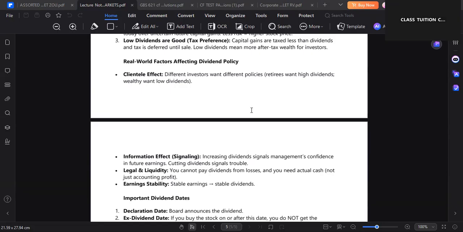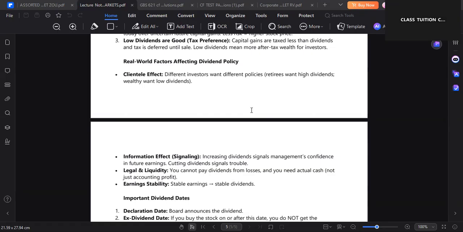The second factor is the information effect, or signaling. When a company increases its dividends, the market sees this as a signal that management expects higher future earnings. Consequently, a dividend cut is seen as bad news, and therefore companies are very reluctant to cut dividends. Then legal restrictions: in some countries, you cannot pay a dividend out of capital, you can only pay from retained earnings. Also, debt contracts will often restrict dividends to protect the lenders.